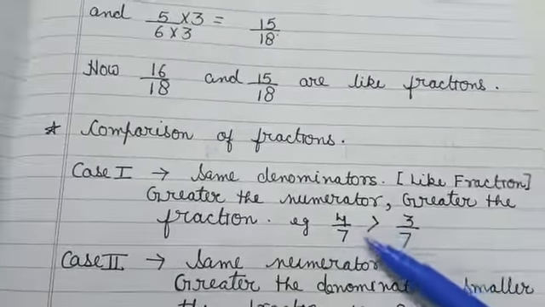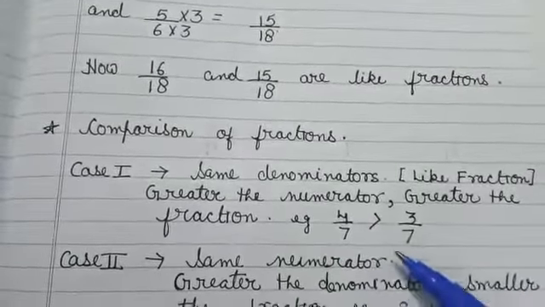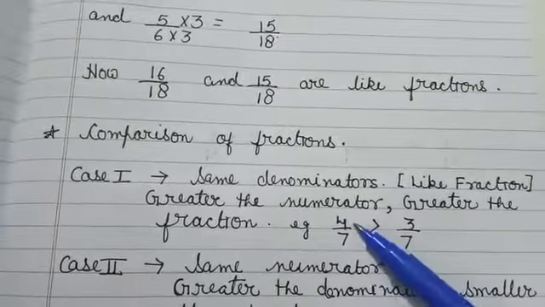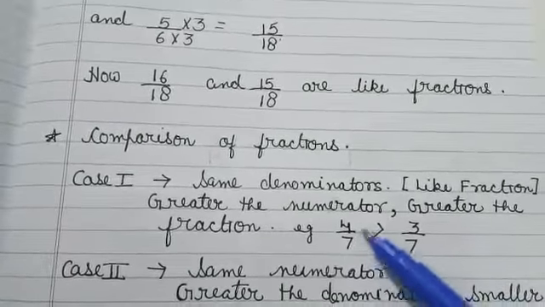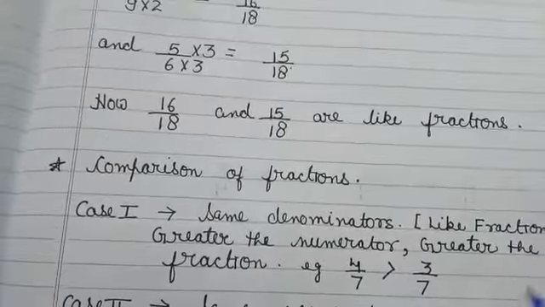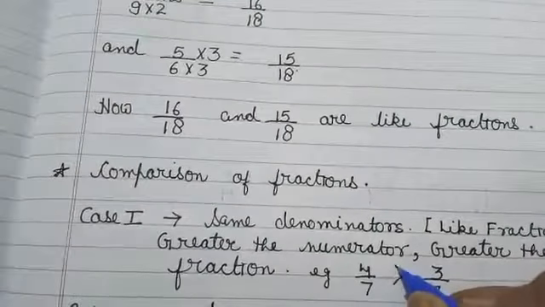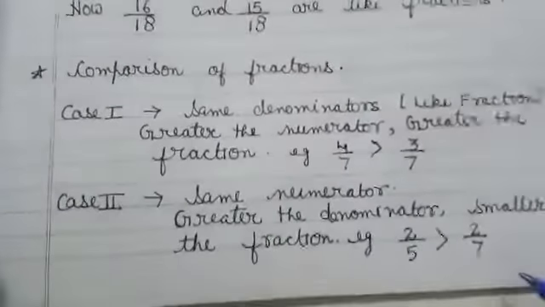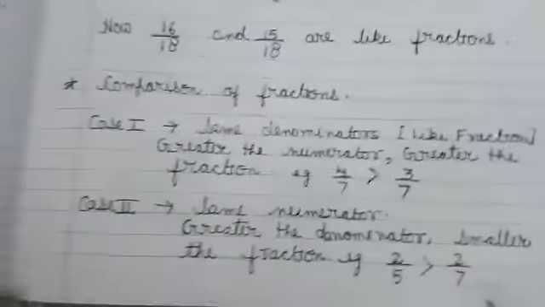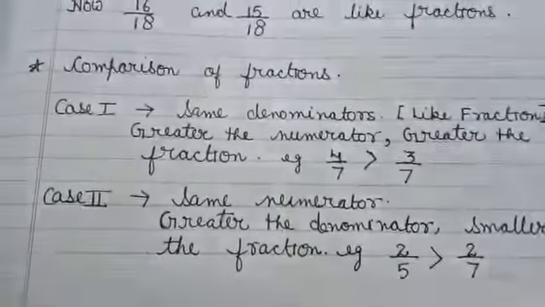For example, 4 by 7 and 3 by 7. The denominator is same, 7. So 4 here is big, 3 is small. So this fraction 4 by 7 is greater than 3 by 7. I hope you understand this. Now look at the second case. This is same numerator.